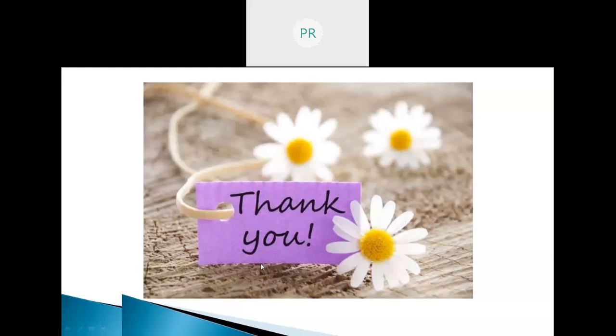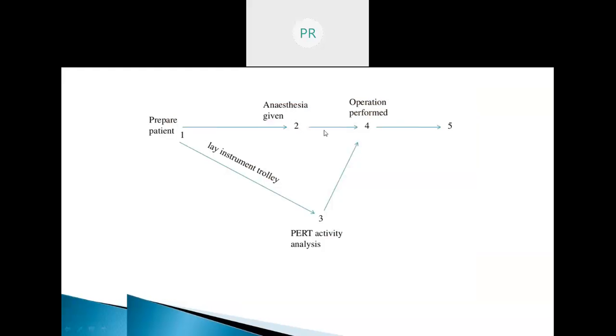So we have a network diagram for this. As we can see, the patient is prepared. The second step is anesthesia is given. The third is the instrument trolley. Now the PERT analysis is done on that same step, followed by the operation is performed, and the last is the patient is discharged.